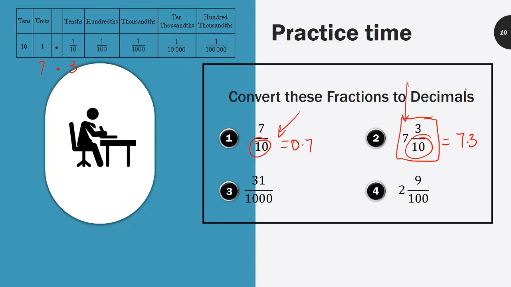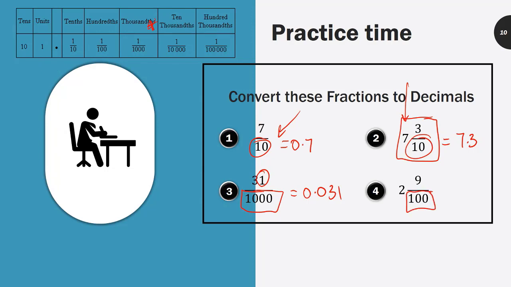Okay, my next one here is 31 over 1,000. So I need to look for the thousandths column on my place value chart. So here it is here. The last digit needs to go into that column, so that's the 1, and then the 3 goes next to it. Now I need to put in a 0 also, to give me an answer of 0.031.